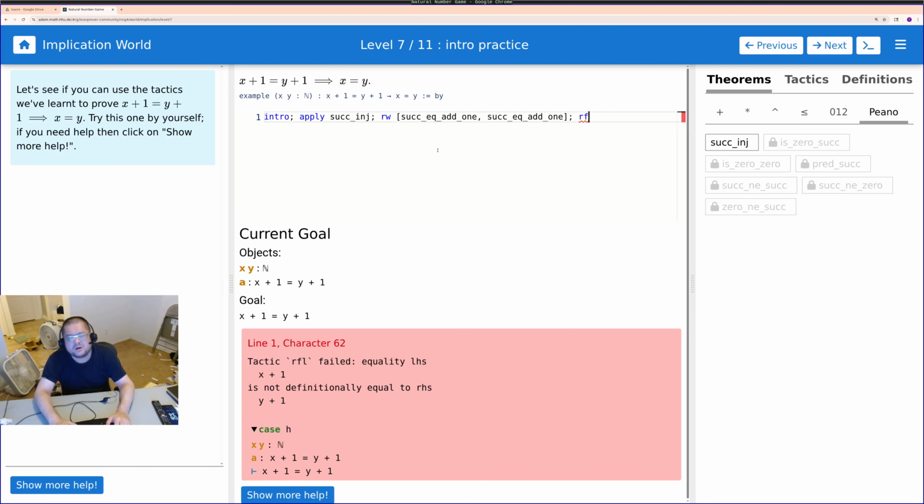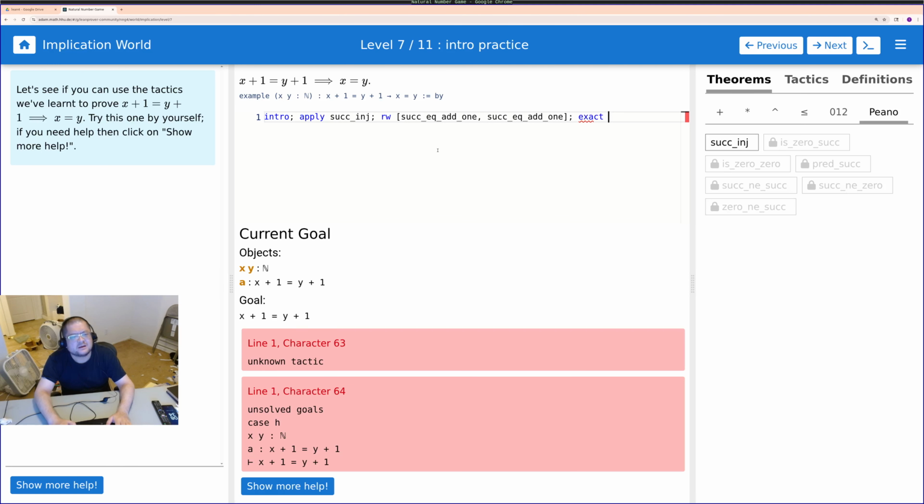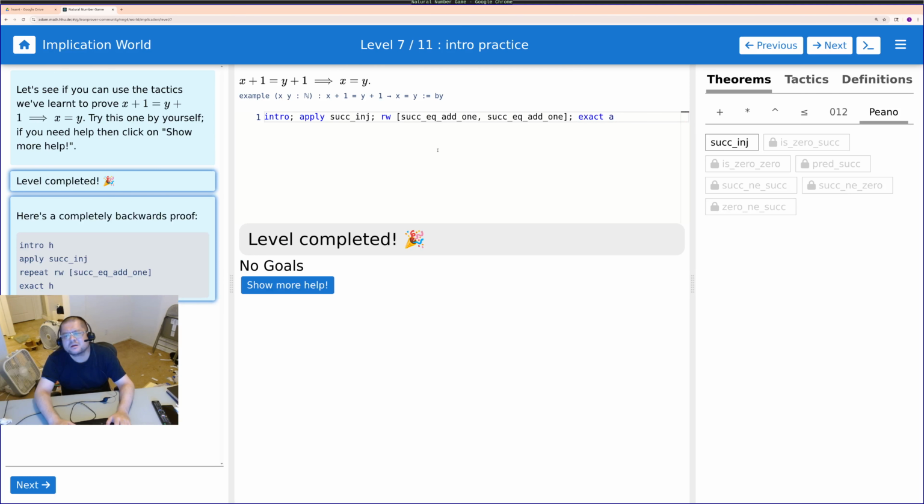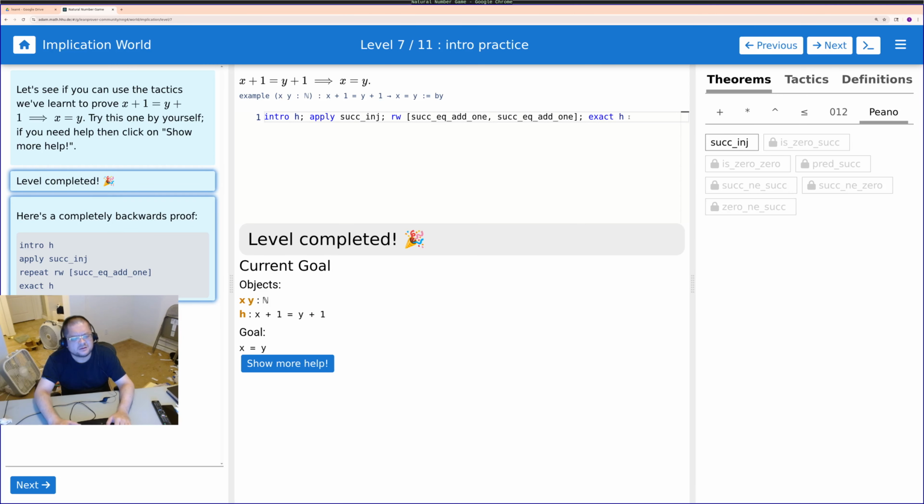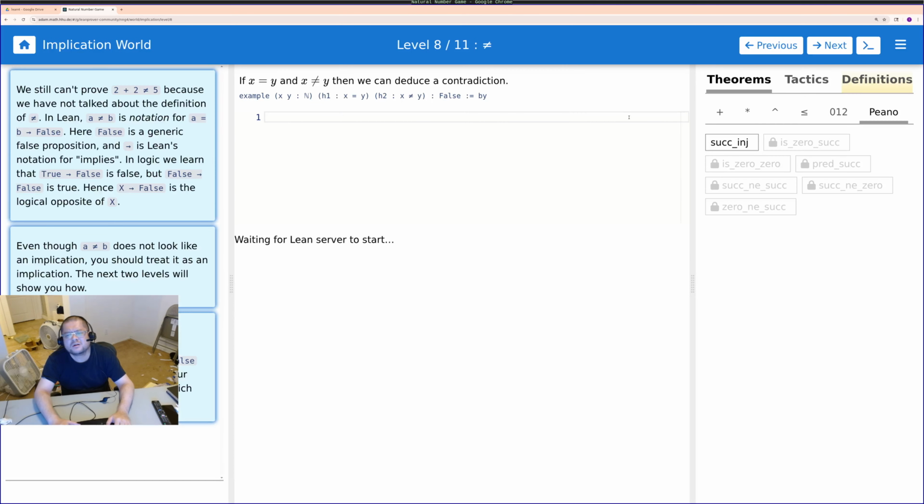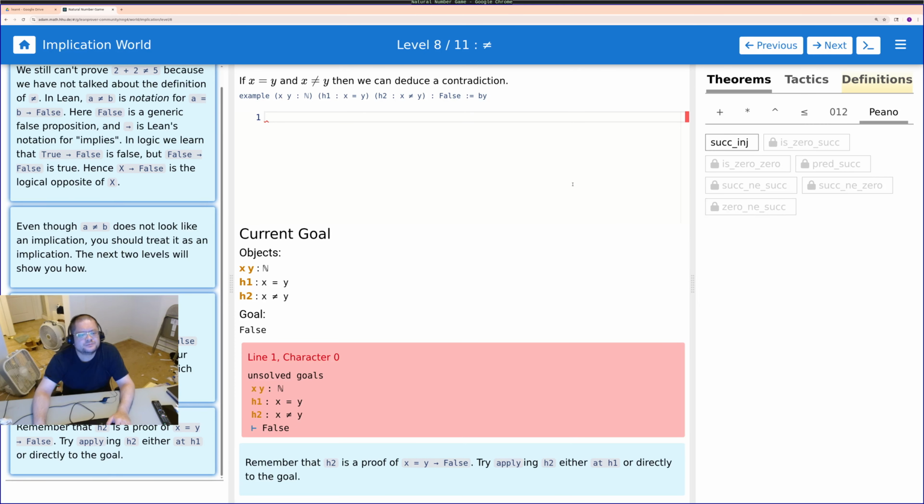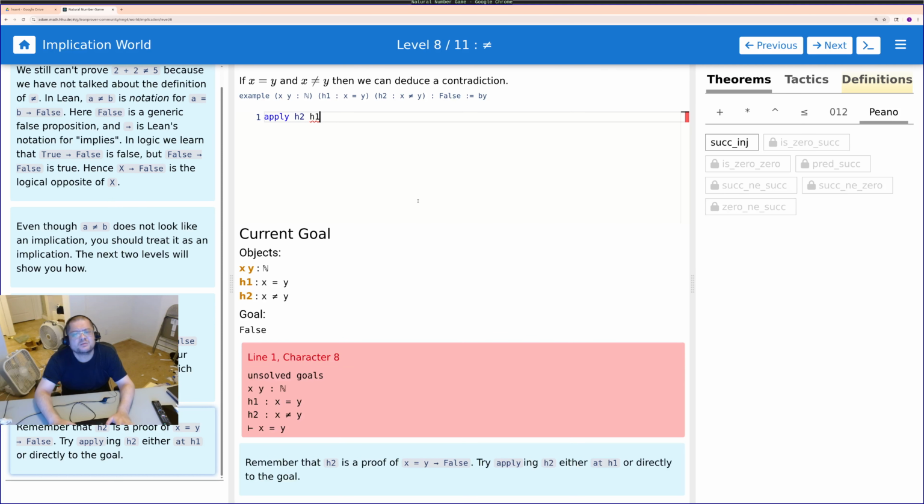Why are they not equal? Oh, this is exact A. I don't like this. This is going to be exact H. Okay, go with false. So apply H2, H1.